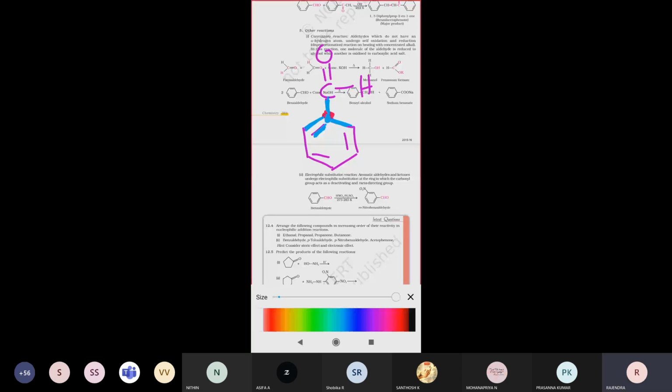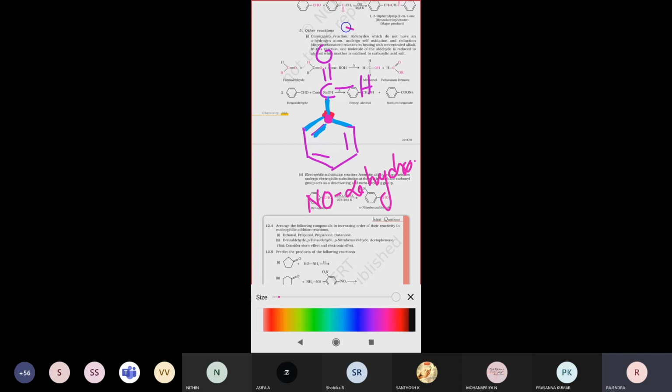Four bonds are there. Is there any alpha hydrogen atom in this place, is there any hydrogen atom present or not? I'm asking, yes or no? No, sir. No alpha hydrogen atom is present.